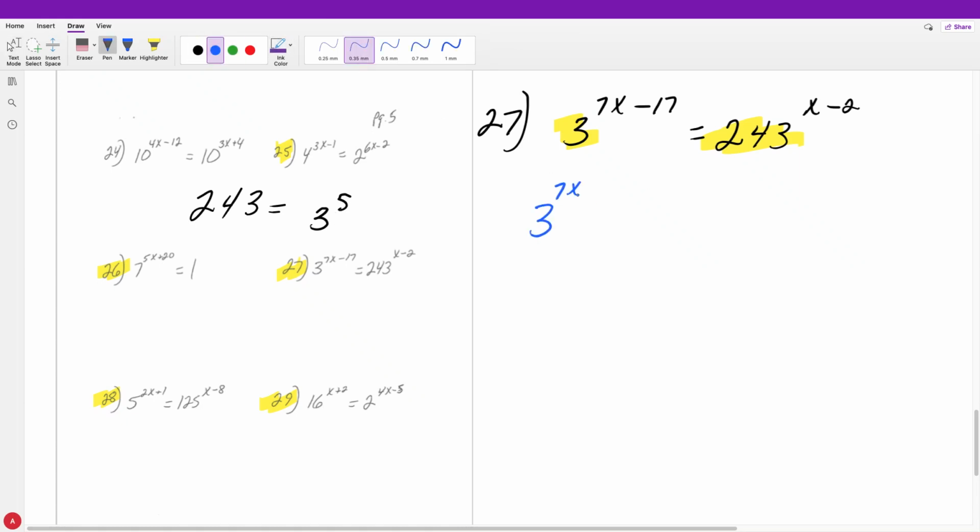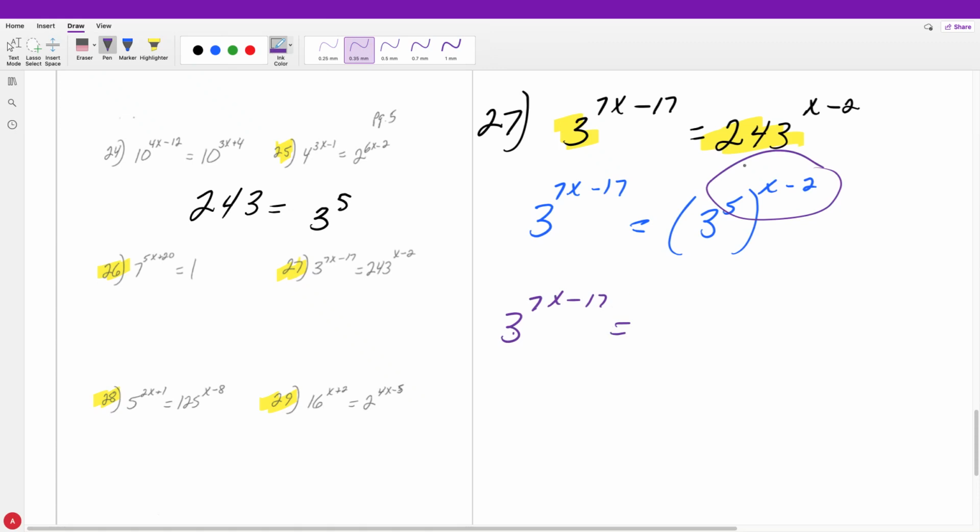So I'm just going to simply rewrite this now. I didn't change anything with this first one, so it stays. And 243 can be rewritten as 3 to the 5th power. And we know our rule for power to a power is we multiply. So I'm going to multiply those powers together. So I still have 7x minus 17. 5 times x will give me 5x. And 5 times negative 2 gives me minus 10. Now that we have like bases, I can set my powers equal to each other and solve.